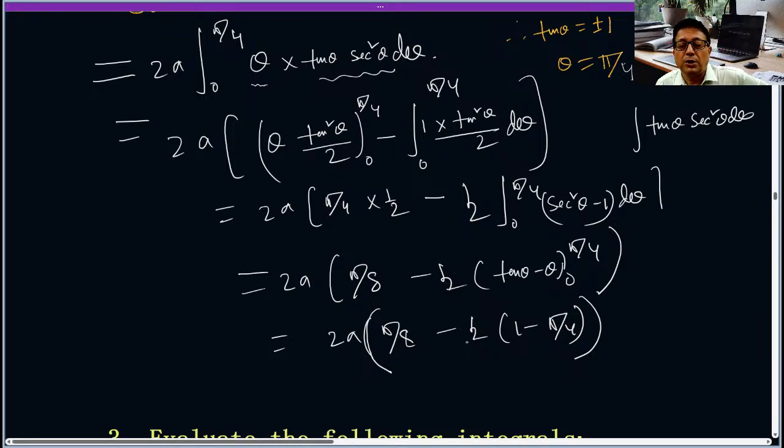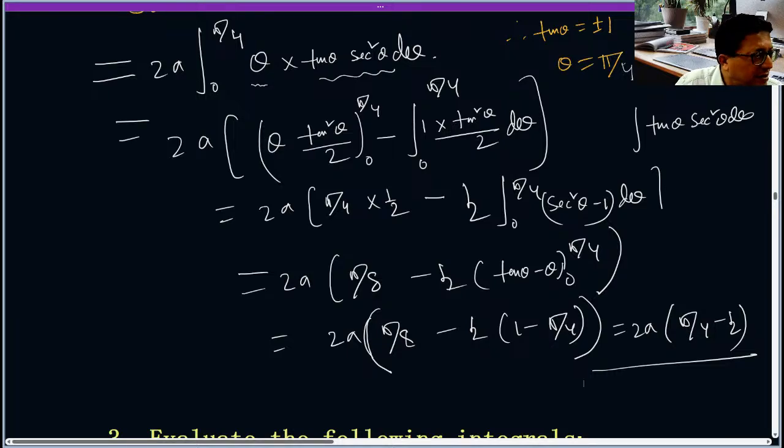Alright. So this is going to be what? 2a into pi by 8, pi by 8, pi by 4 minus half. Clear? Done?